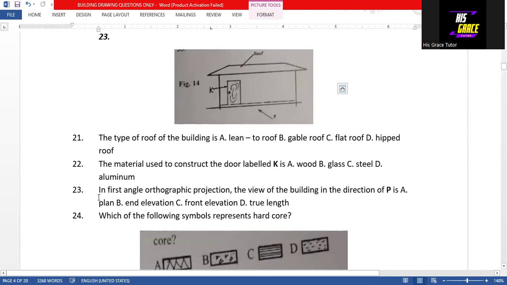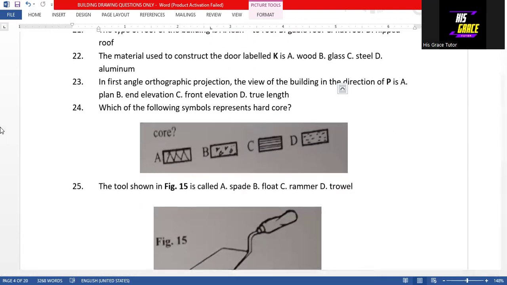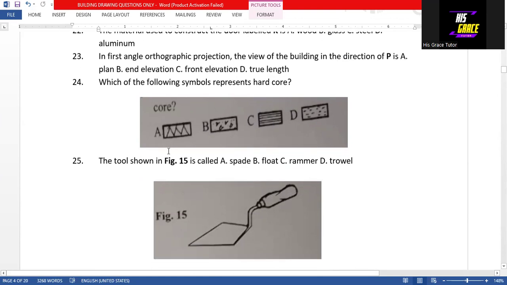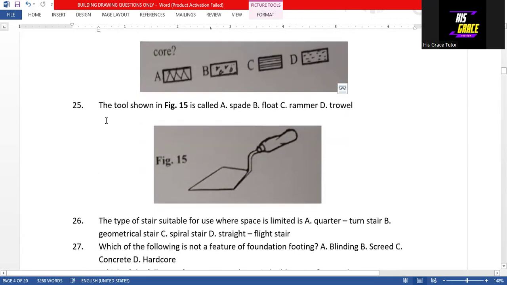Then question 23 says that in first angle orthographic projection, the view of the building direction of RP is a front elevation. That is option C is the answer to question 23. Then question 24 says that which of the following symbols represent outcome? The answer is option A. Okay. Then question 25. The tool shown in figure 15 is called a trowel, or we call it hand trowel. So option D is the answer to question 25.